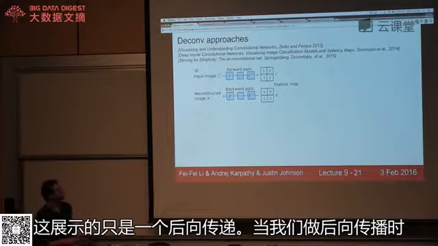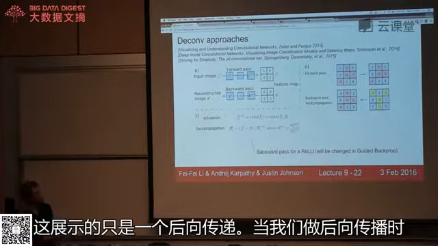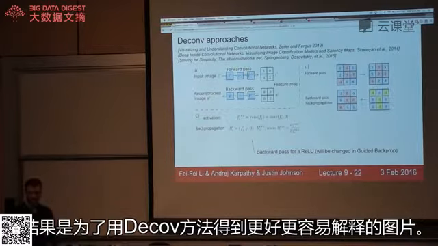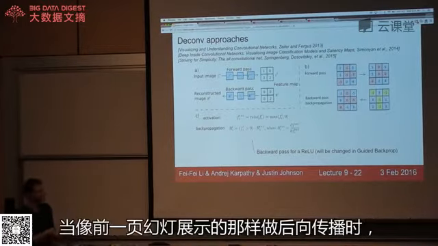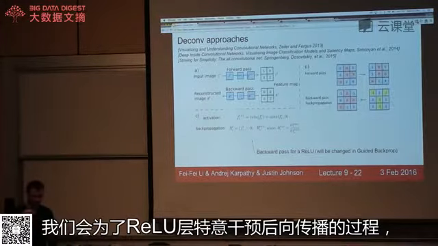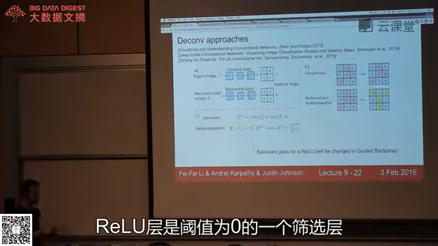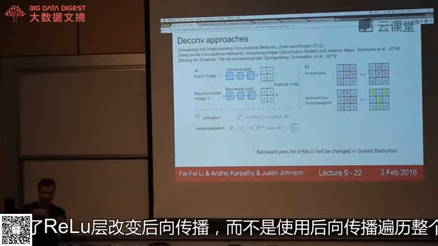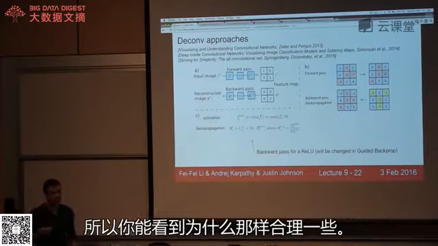Now, when we're doing backprop, it turns out that to get your deconv approach to give you nice interpretable pictures, we're going to be running backpropagation, just like in a previous slide, but we'll meddle with the backprop for specifically the ReLU layer. So the ReLU layer just thresholds things at 0. We'll change the backward pass for a ReLU layer, and otherwise we'll run backward through the image. And you'll see in a bit why that kind of makes sense.